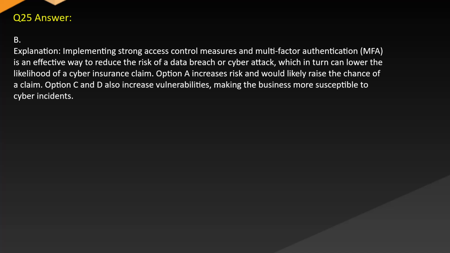Answer B. Explanation. Implementing strong access control measures and multi-factor authentication (MFA) is an effective way to reduce the risk of a data breach or cyber attack, which in turn can lower the likelihood of a cyber insurance claim. Option A increases risk and would likely raise the chance of a claim. Option C and D also increase vulnerabilities, making the business more susceptible to cyber incidents.